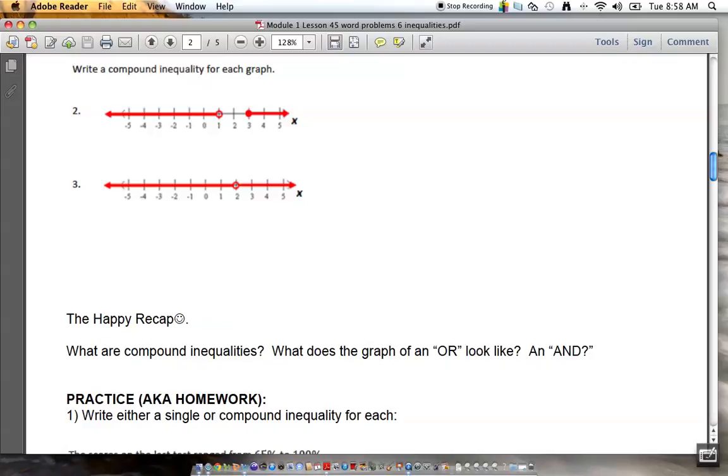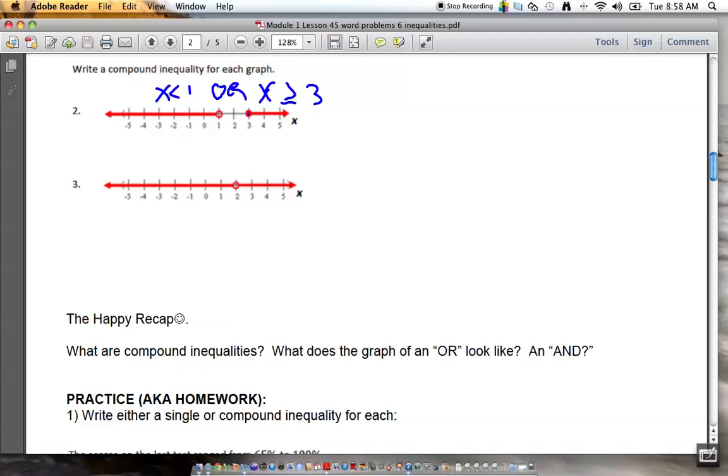All right. So let's just take a look at this half. What's this half's inequality over here on the left? What is that one going to be? X is less than 1. Good. Now let's just do the right-hand half. What is that one? X is greater than or equal to 3, because the dot is filled in. Now, because it's a walk like an Egyptian scenario, I just put an or in the middle. Because it's either less than 1, or greater than or equal to 3. You clearly can't be both.